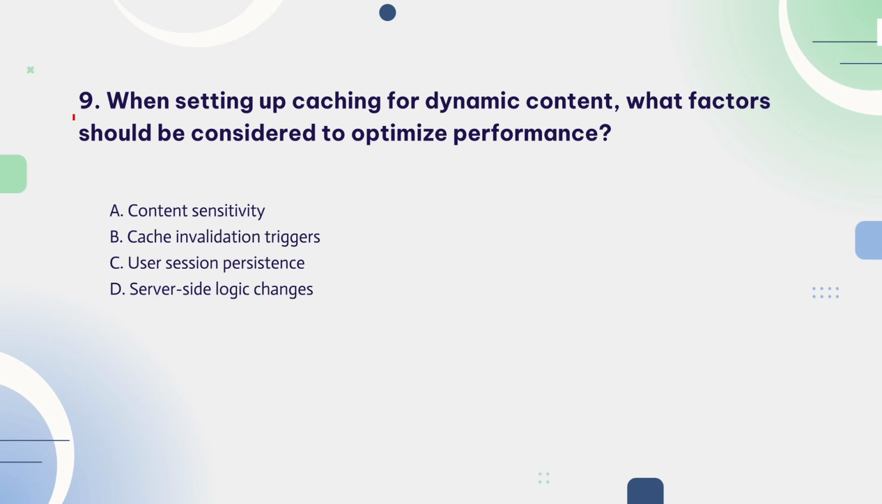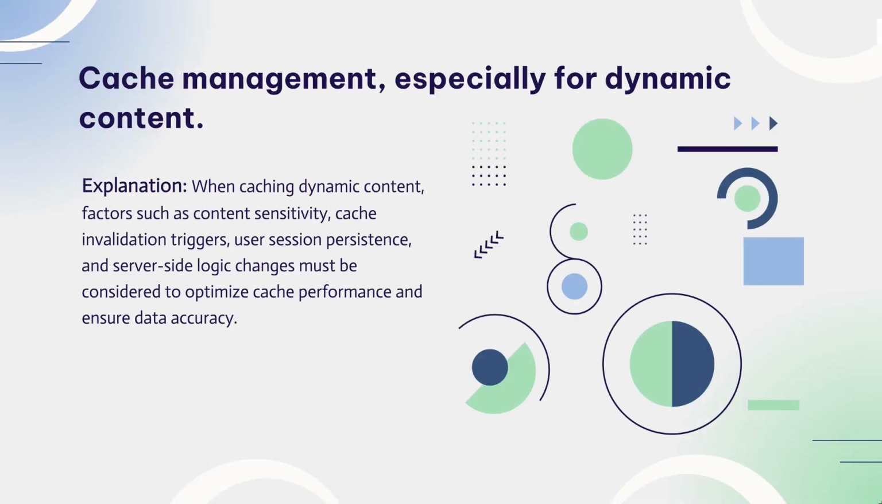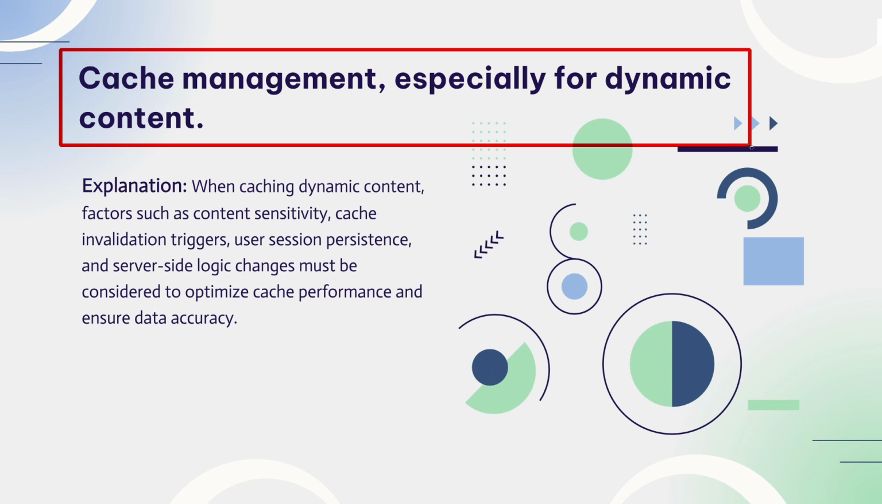Question 9. When setting up caching for dynamic content, what factors should be considered to optimize performance? This question tests optimizing dynamic content caching. The knowledge points of this question are factors to consider for caching dynamic content.